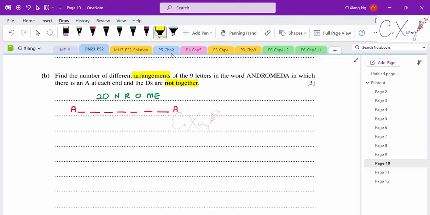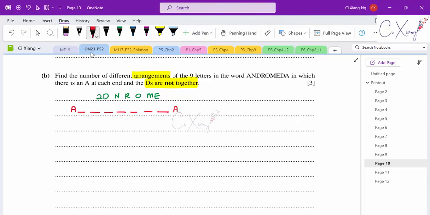Okay, then for this question, because they are telling us that the D are not together. Again, not together means must be separated. Therefore, we have to arrange them lastly, so that it is easier for us to slot in after we arrange some other people or some other letter. Okay, so let us start.